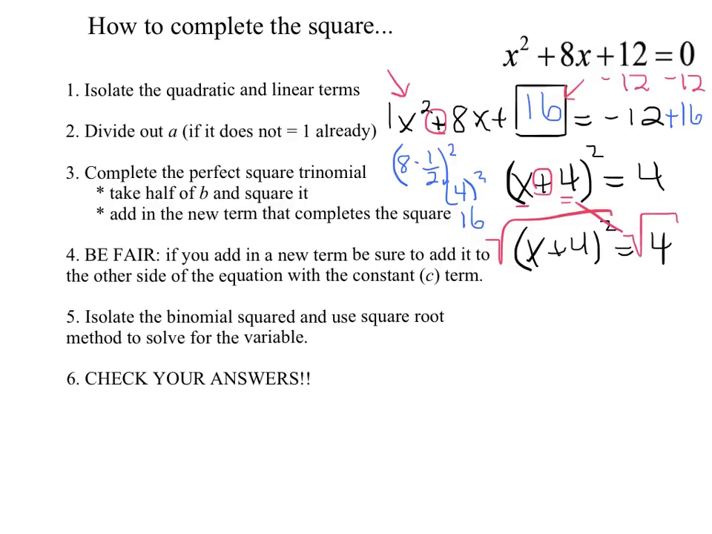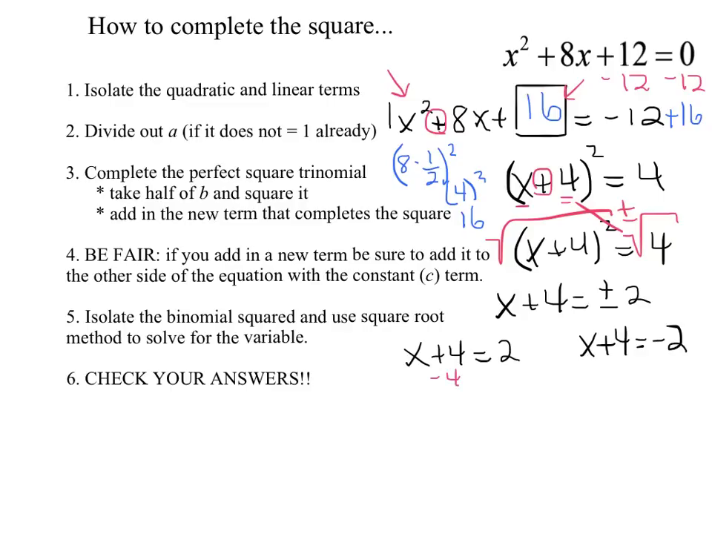The square and the square root cancel out. Whenever I take the square root, I make sure I add the plus or minus, and I'm left with x plus 4 equals plus or minus 2. That gives me two equations: x plus 4 equals positive 2, and x plus 4 equals negative 2. By using simple inverse operations, subtracting 4 from both sides, I'm left with x equals negative 2 and x equals negative 6. I would then take these two answers and plug them back in and double check my work.